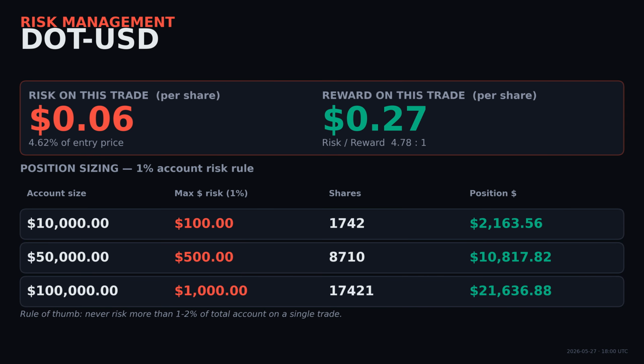Now, this is the slide nobody on YouTube actually talks about: risk management. On screen, you see the dollar risk per share, the dollar reward per share, and a position sizing table built around the 1% rule. The rule is dead simple. Never risk more than 1% of your total account on a single trade. So if you've got a $10,000 account, you're risking $100 max. And that decides the share count, not your gut feel. Get this right, and you can be wrong 10 times in a row and still be in the game. Get it wrong, and one bad trade can take you out.